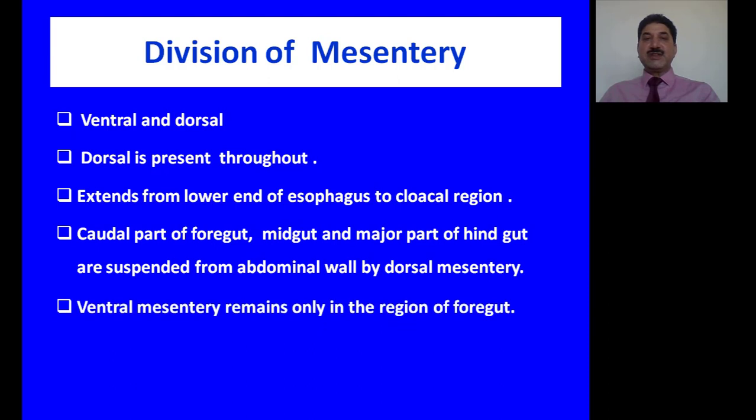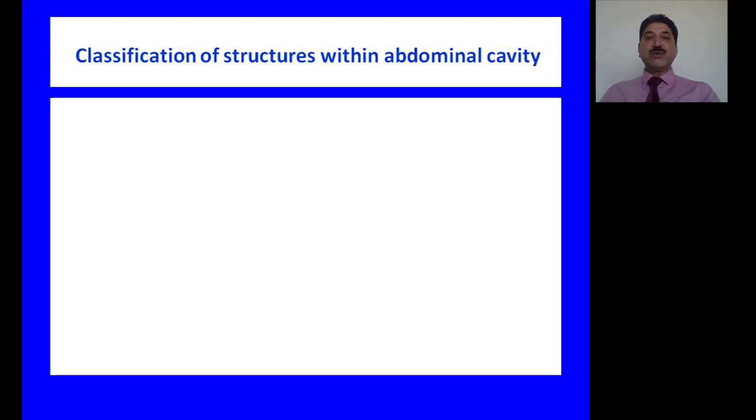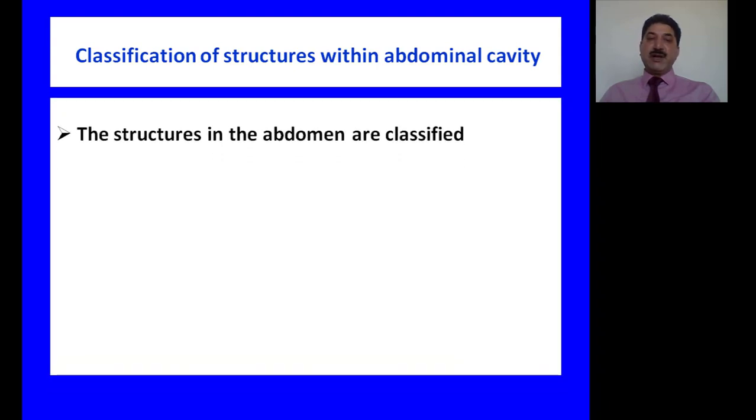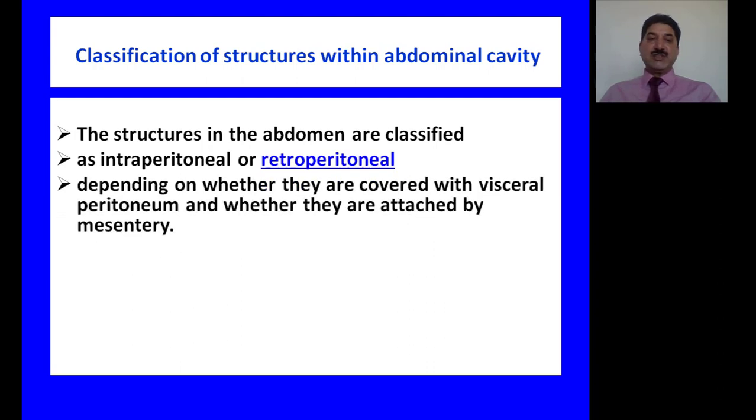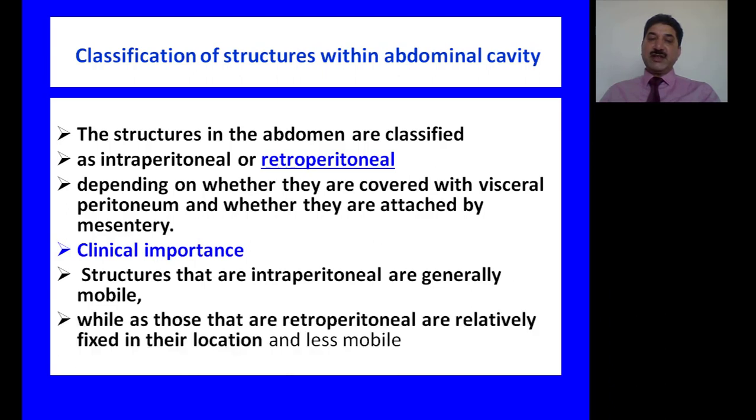Arrangement of structures within the abdominal cavity. The structures in the abdomen are classified as intraperitoneal or retroperitoneal, depending on whether they are covered with visceral peritoneum and whether they are attached to mesentery. The clinical importance of dividing structures into retro and intraperitoneal is that structures that are intraperitoneal are generally mobile. They move with respiration during clinical examination, whereas those that are retroperitoneal are relatively fixed in their location and are less mobile.